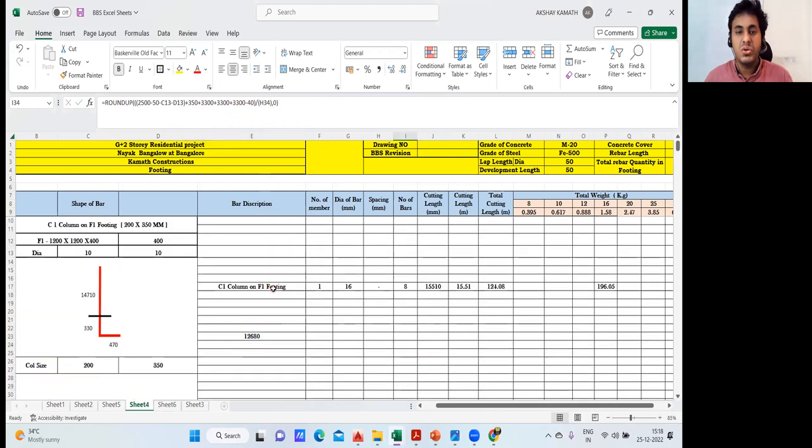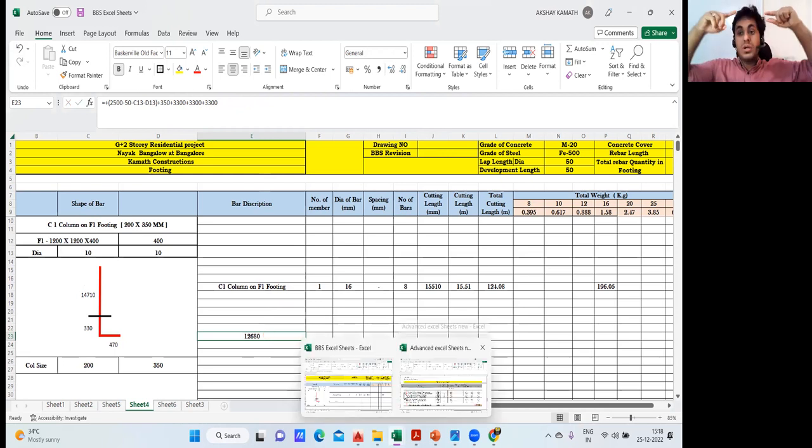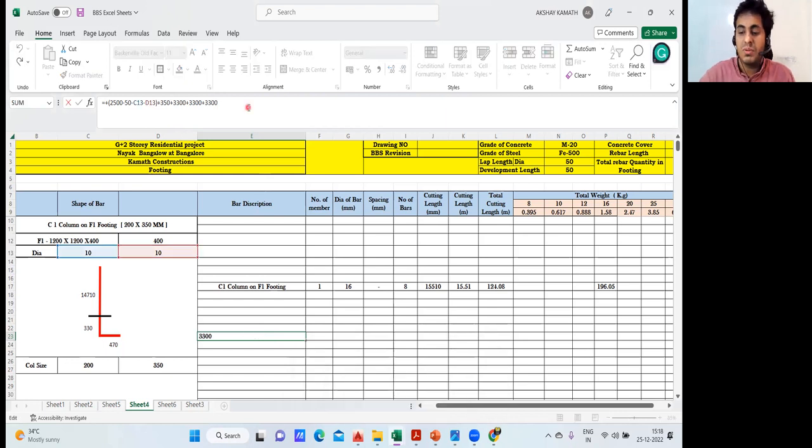Last one thing we didn't do here. Whatever height I took, I took till the top. But there's a small 40 cover you need to leave, no? Because your stirrup or the lateral ties will not go to the full top. You'll give a gap of 40 and it will stop only up to here. So that is why we'll do minus 40.